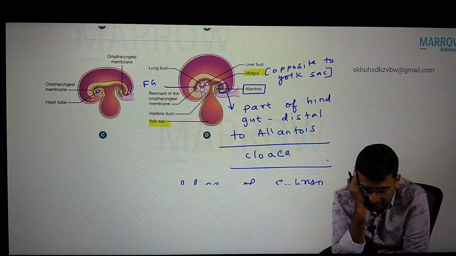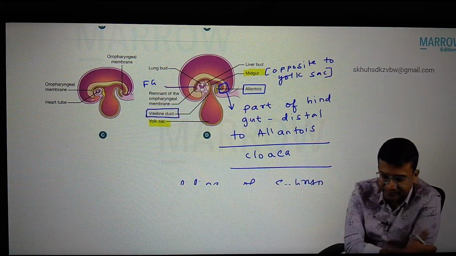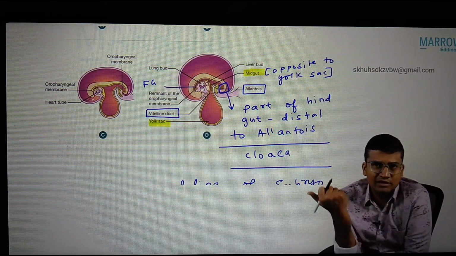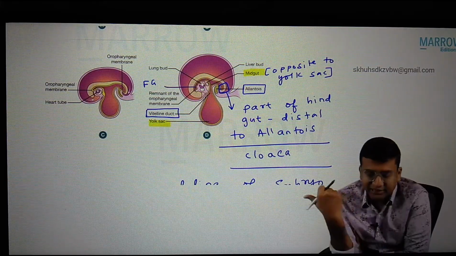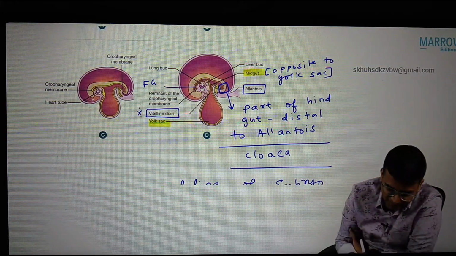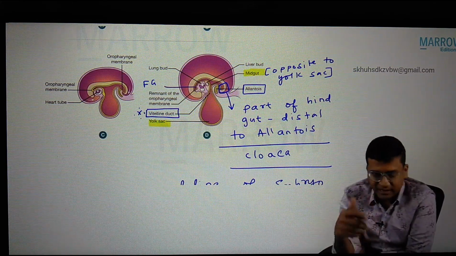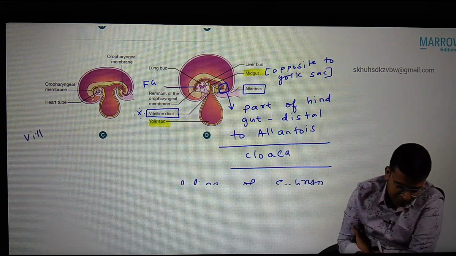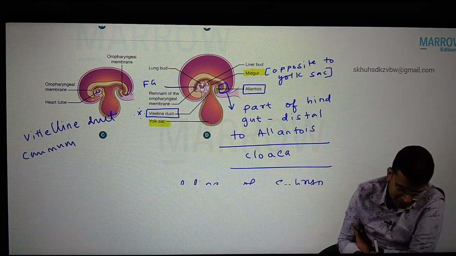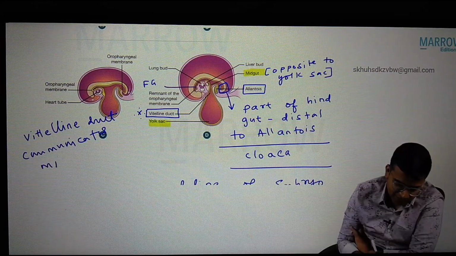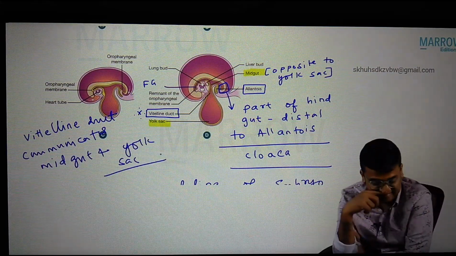Okay, fine. So now one more point I want to stress here is the vitelline duct. I told you the midgut is the one which is lying opposite to the yolk sac. Now we have a communication between the midgut and the yolk sac through the vitelline duct. So the vitelline duct communicates the midgut and the yolk sac. Is that clear?